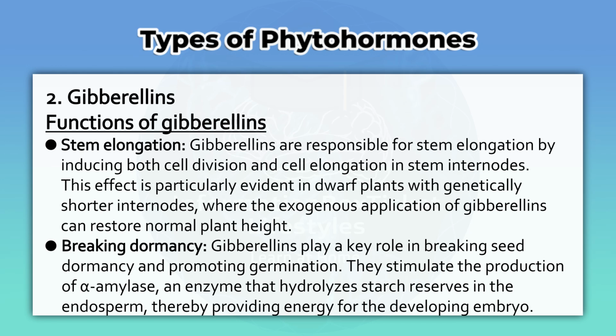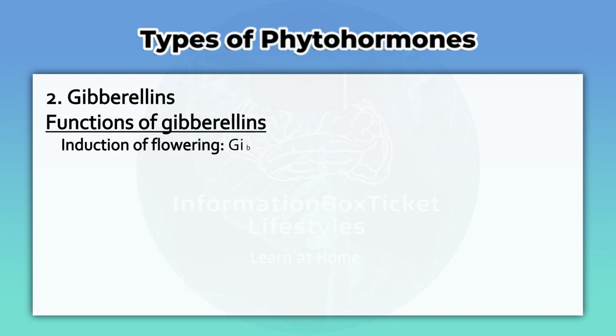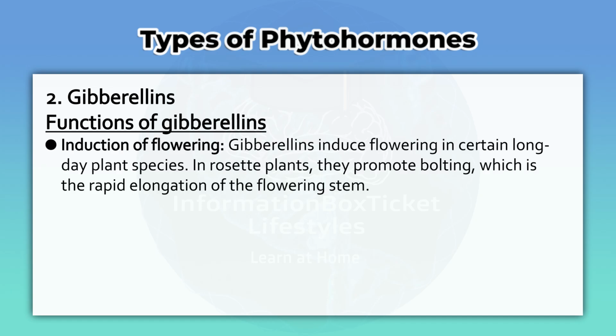Breaking dormancy. Gibberellins play a key role in breaking seed dormancy and promoting germination. They stimulate the production of alpha amylase, an enzyme that hydrolyzes starch reserves in the endosperm, thereby providing energy for the developing embryo.